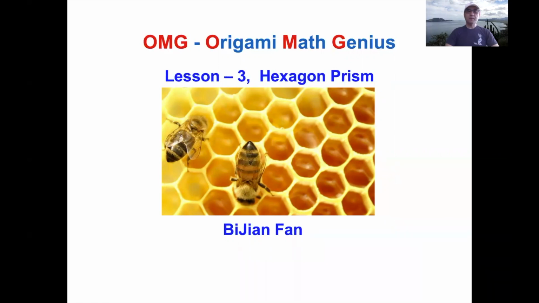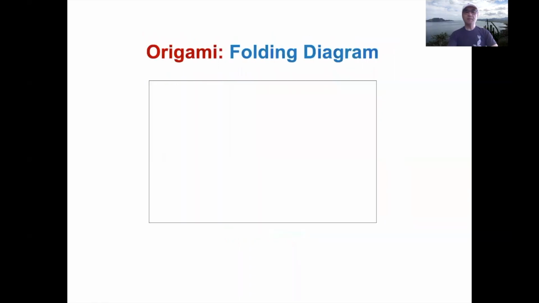Hello everybody. Lesson 3 is to fold a hexagon prism, which can be used to create a honeycomb. Now let's look at the origami folding diagram. Start with a piece of copy paper. The first fold is a belly fold on the center line.